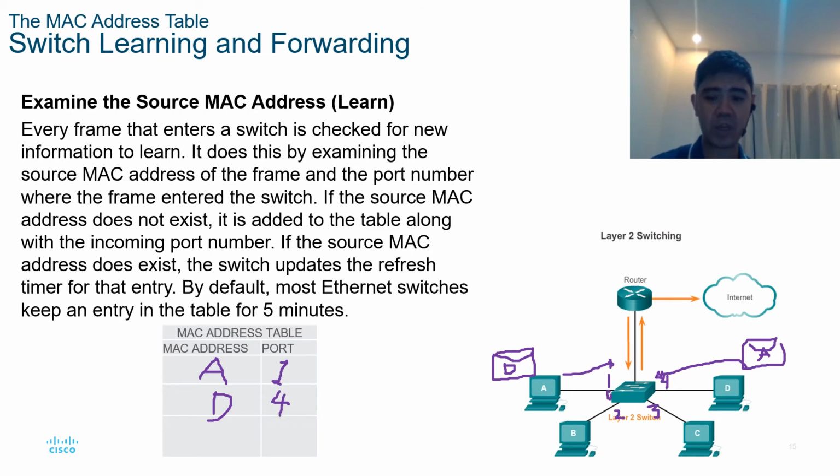Next, it will check the destination MAC, in this case A. And there's an entry for A. So the switch will never broadcast that. The switch will not forward that to all, because it already has an entry in the MAC address table. So what the switch will do is to only forward it to port 1. So that is how the MAC address table is built in our switches.